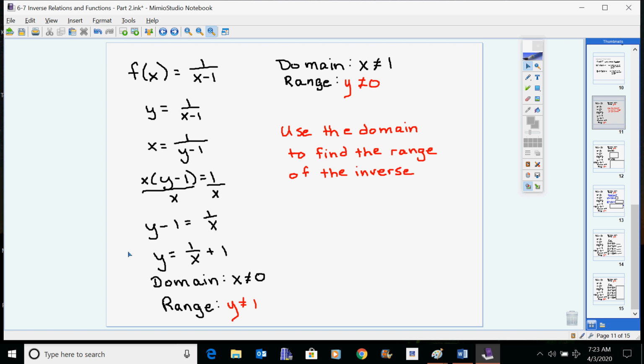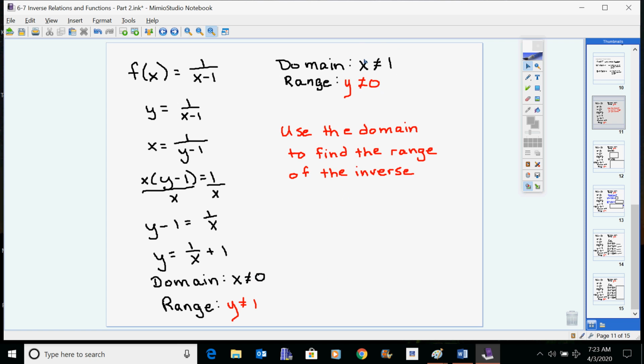But when we look at our inverse function, we find that 1 over x is part of it, which means x can't be 0. And so this domain actually backtracks and produces the range for this. So you're using one to produce the other, but then you have to look at your inverse to see if there's any restrictions that pop in for that.